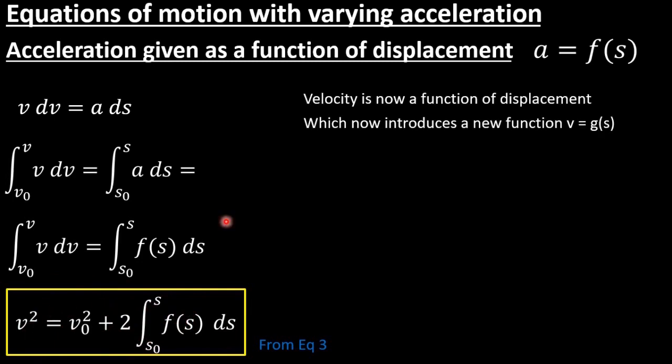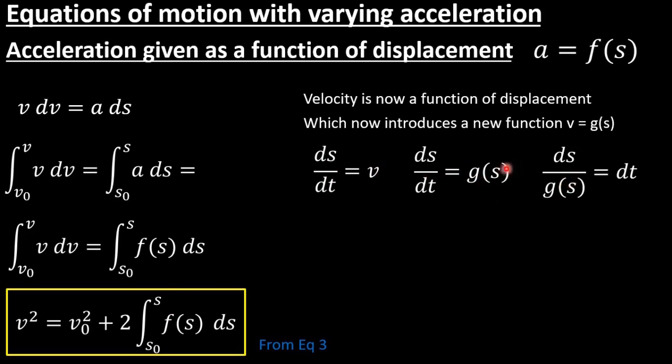So velocity is now given as a function of displacement, which now introduces a new function, v equals g of s. So if you look at this equation here, velocity is a function of displacement, and that introduces a new term, v equals g of s. Okay, so if we do ds dt equals v, and then I replace v with g of s, I then divide both sides by g of s, and then multiply both sides by dt to get this, so I get 1 over g of s. Carry out the integration from s0 to s, and from 0 to t.